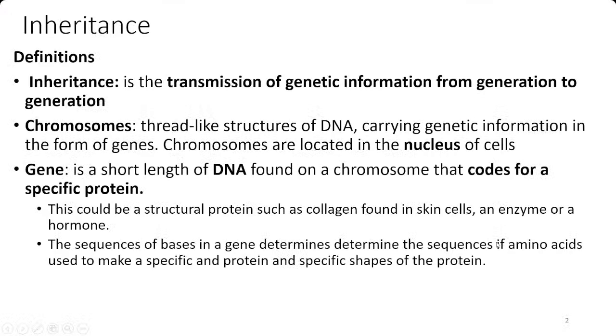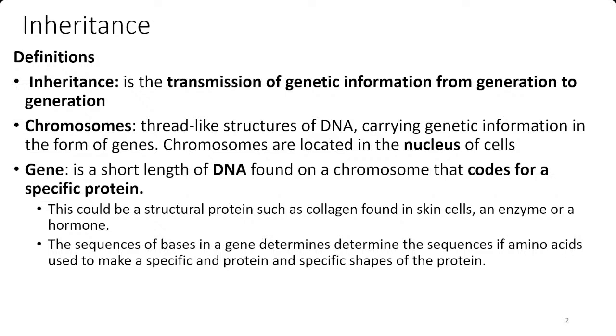So let's start. What I was saying is that you need to know the key definitions in biology if you really want to ace it. For example, inheritance is the transmission of genetic information from generation to generation. Whenever a question comes from this chapter, they usually do ask you to define it. So you do need to know your definitions, and they also come in MCQs, right? Moving on, chromosomes are thread-like structures of DNA carrying genetic information.